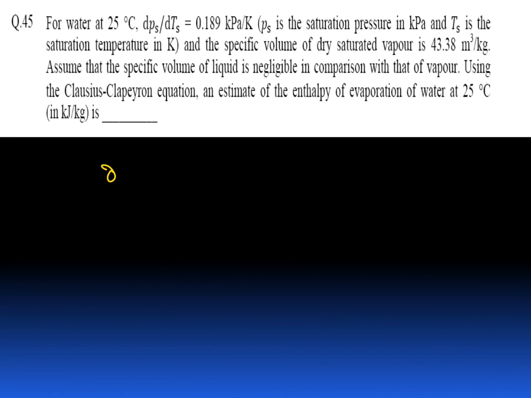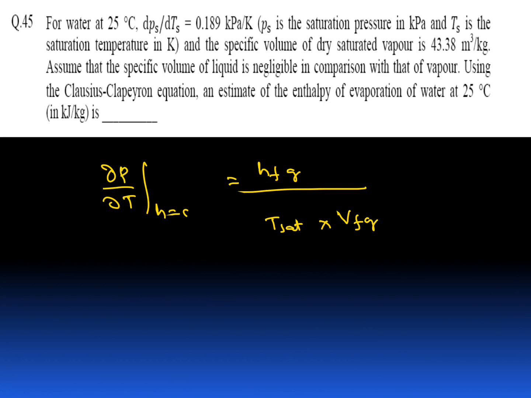dP by dT at constant enthalpy is hfg divided by T saturation into vfg. We have to calculate enthalpy of evaporation of water, so hfg we have to calculate. hfg equal to T saturation into vfg into dP by dT. Already given dP by dT is 0.189 kilopascal per Kelvin, so put the value.